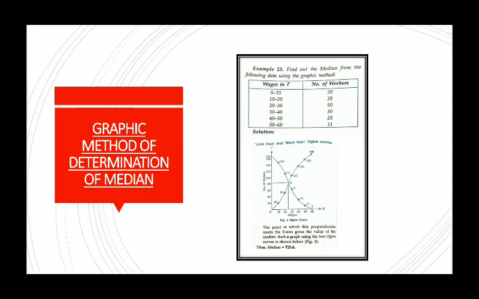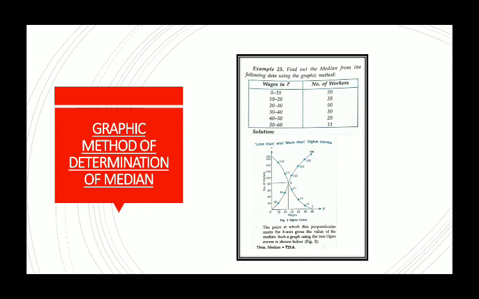The point of intersection of the less than ogive and more than ogive is marked, and from that point a perpendicular is drawn to the horizontal axis. The point where this perpendicular intersects the horizontal axis gives the exact value of the variable, which is the answer.